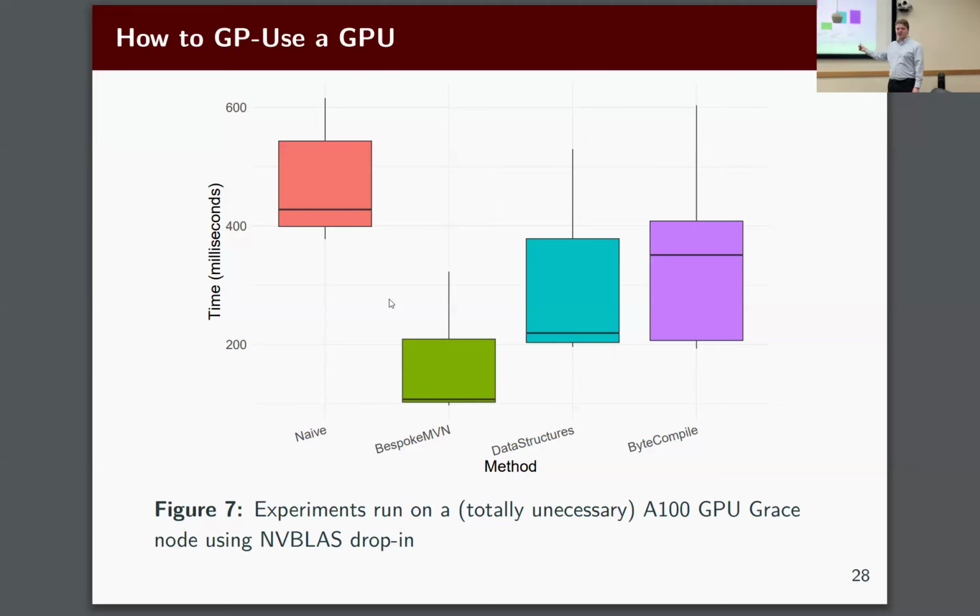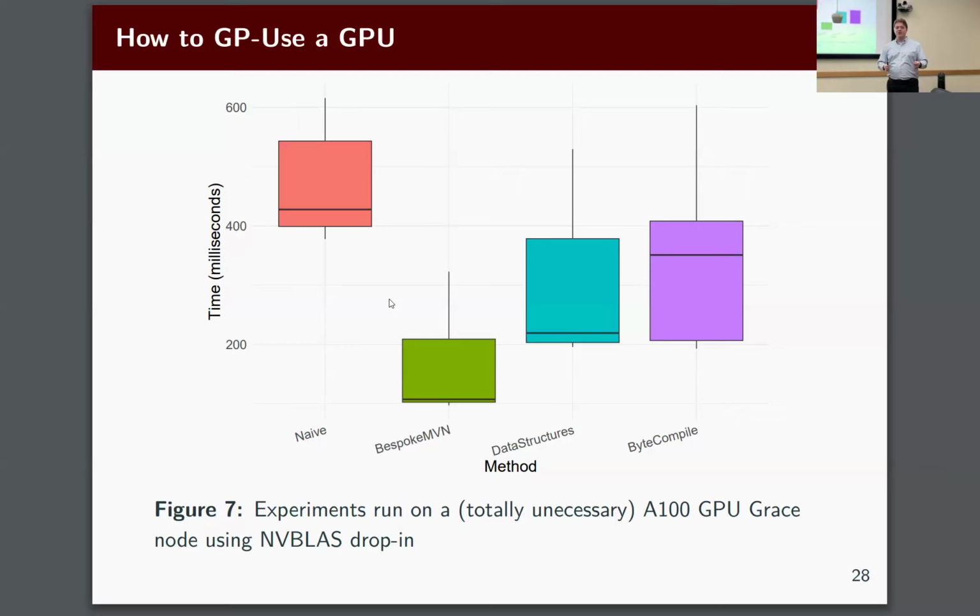Now this is on a completely unnecessary A100 Grace node. A100s are massive chunky GPUs, and these are 256 by 256 matrices. So very unnecessary, very overkill. But if you crank it up here and make it much bigger, the performance difference between this and the CPU version, even in parallel, is going to get tremendous, right? If you're looking at 16,000 by 16,000, 32,000 by 32,000, things like that, you're going to see massive differences between your GPU performance and your CPU performance. So the GPU makes sense if you have big problems.